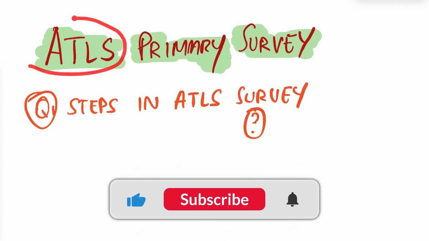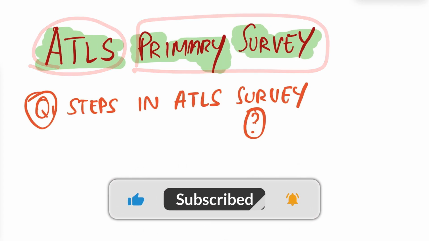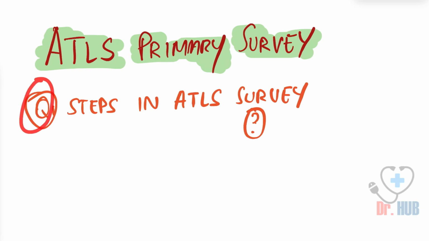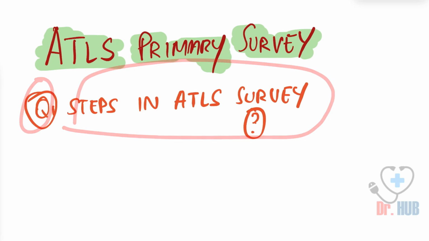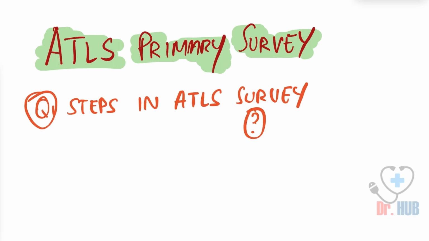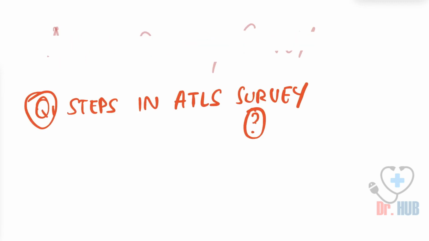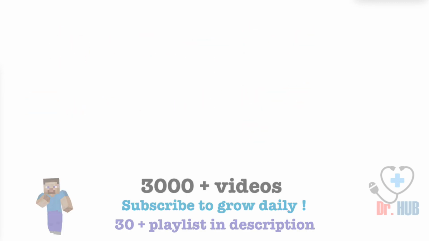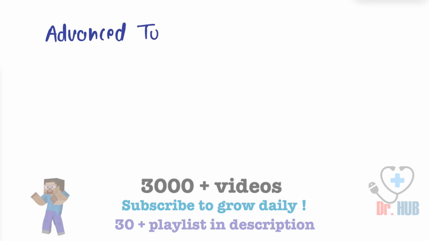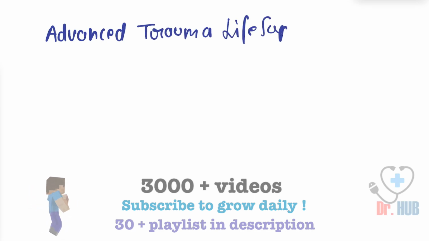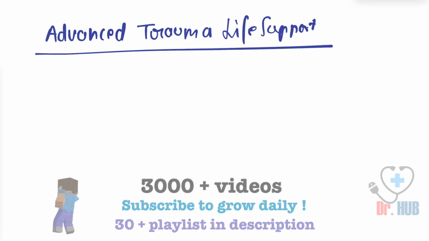We are looking at the ATLS primary survey. The question we want to ask is, what are the steps in the ATLS primary survey? We'll find out this answer and learn in detail about this topic. To start with, we need to know what ATLS is. The ATLS expansion is Advanced Trauma Life Support. You might know this already, but this is the full form of the ATLS.